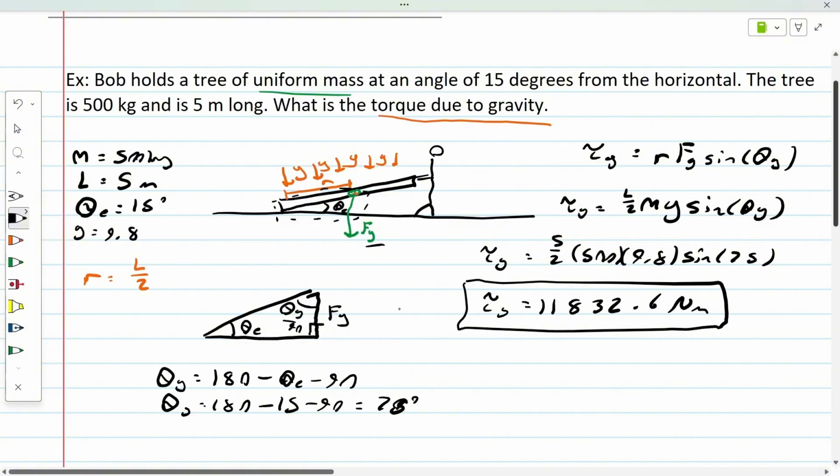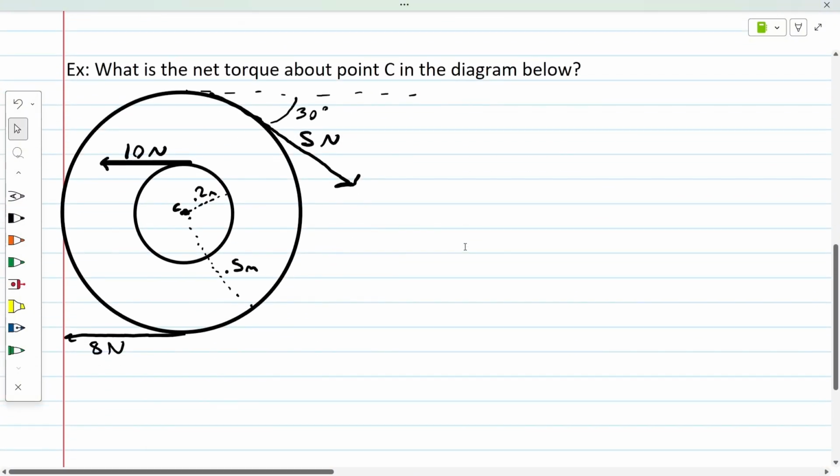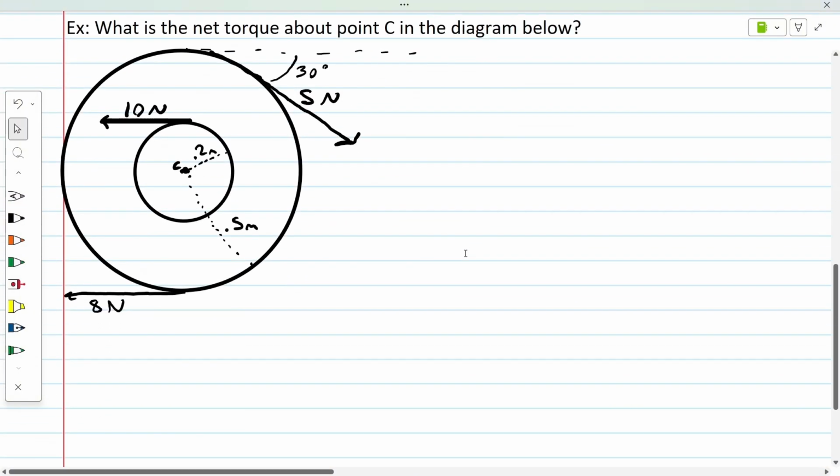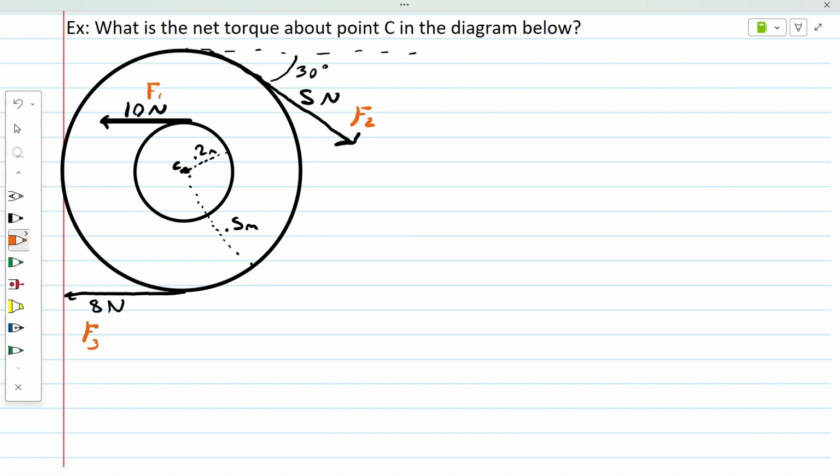Okay, now let's do one more example here. So we have, what is the net torque about this point C, which is the center point of this diagram. So we can think of this as one solid object that can rotate on this circle and the outer circle. And these are each forces, these 3 forces that are applied. So let's just start by labeling the forces. We can say this one is force 1, this one can be force 2, and this one will be force 3. And so we need to find the net torque.